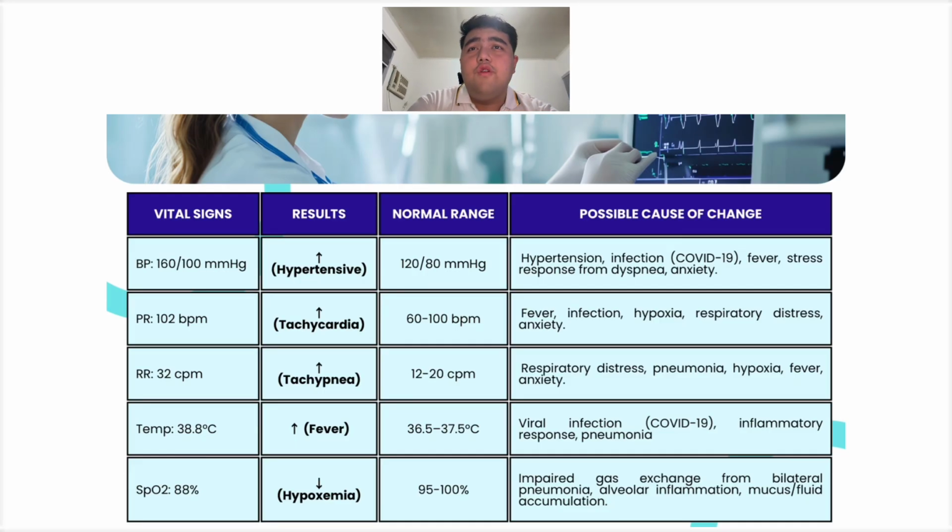So for the temperature, it is 38.8 degrees Celsius. The result is that the client has a fever because the normal range of temperature is 36.5 to 37.5 degrees Celsius. Possible causes of change are viral infection, inflammatory response, and pneumonia. For the SpO2, the SpO2 of the client is 88% and the result is hypoxemia because the normal range is 95 to 100% and the patient's SpO2 is 88%, so it's below the normal range.